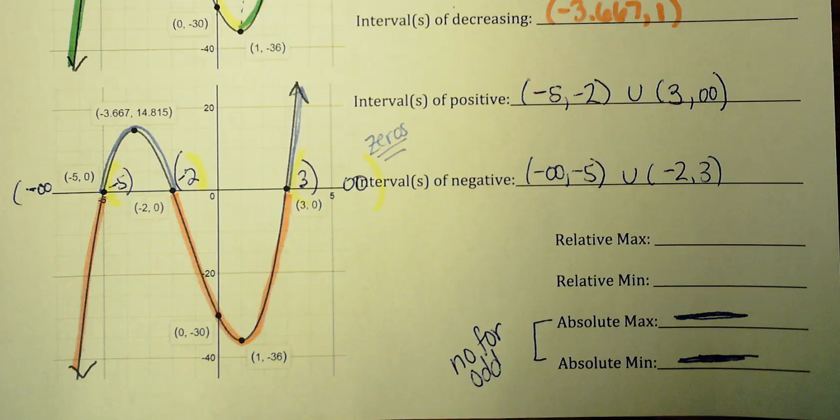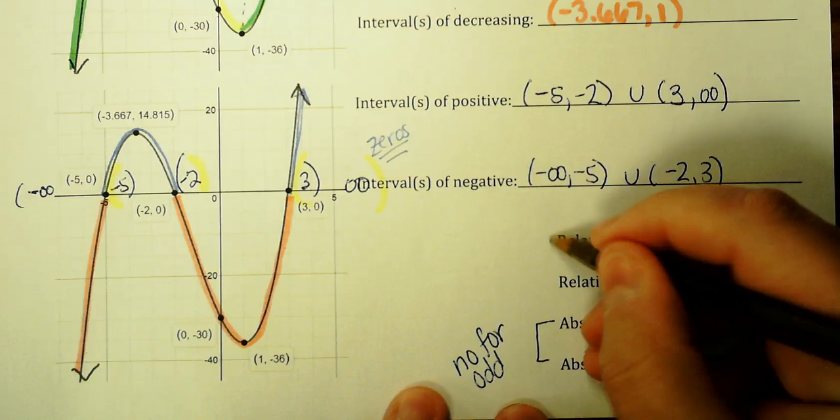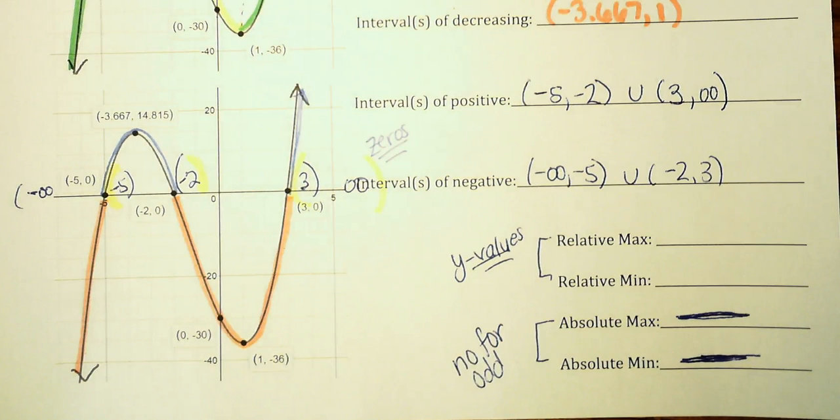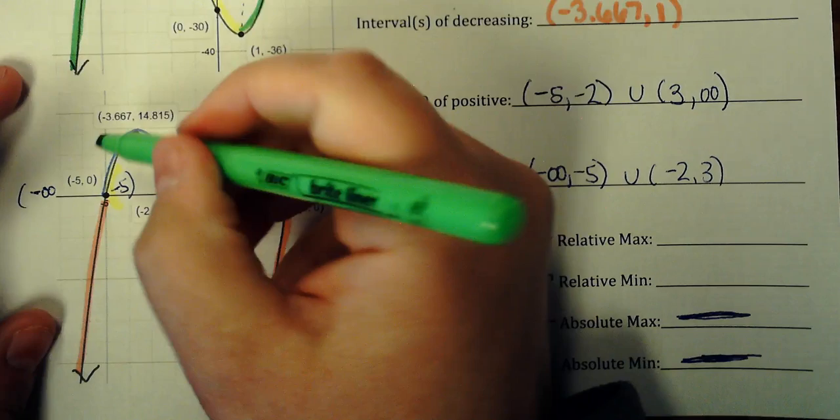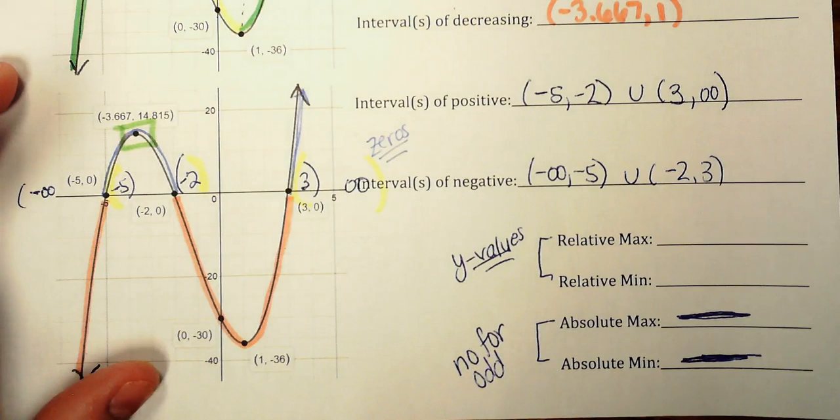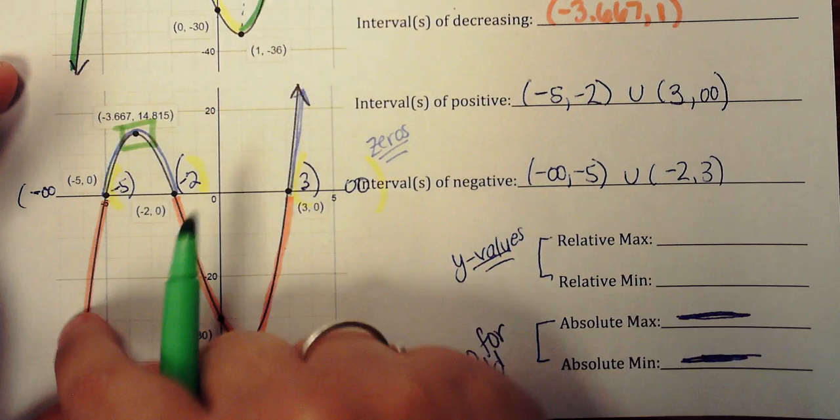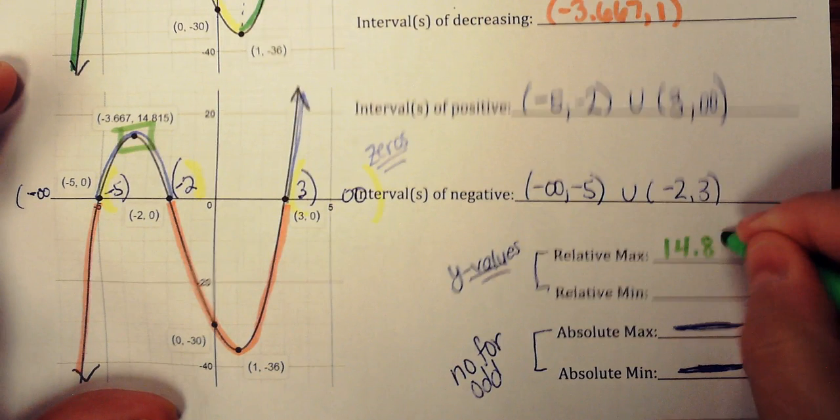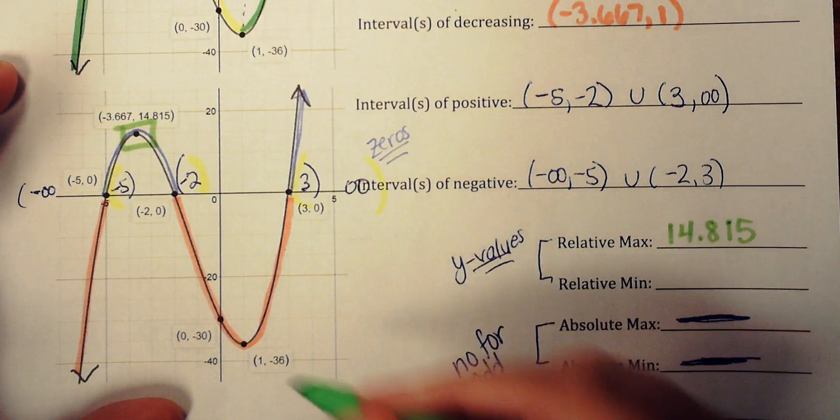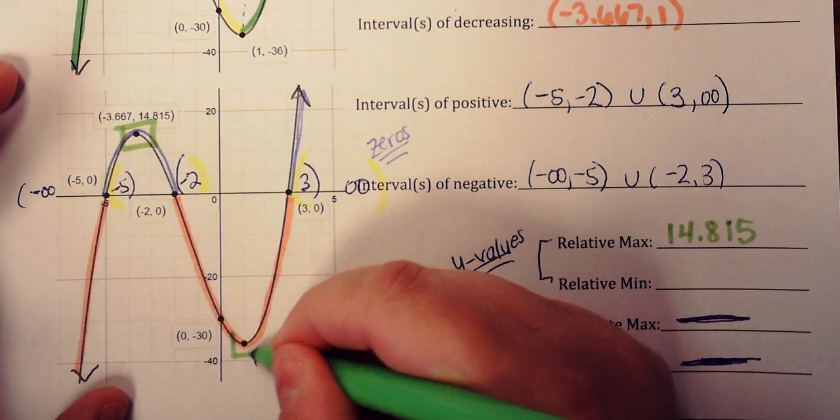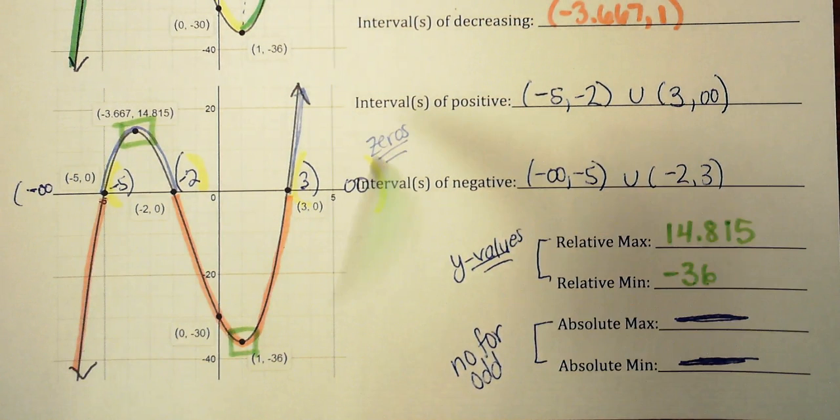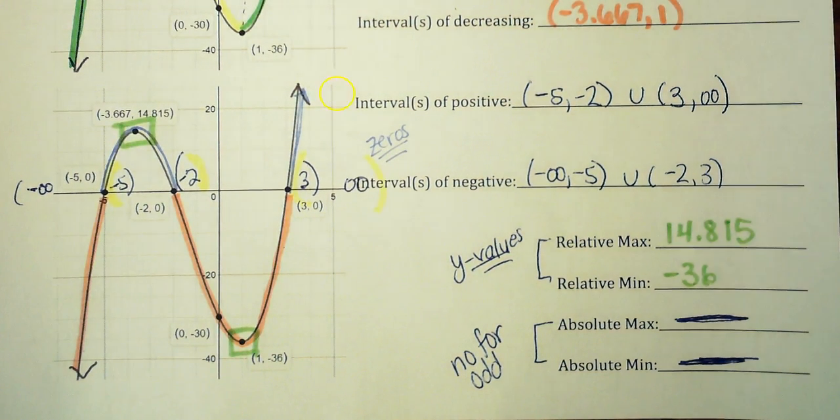Now we do have a relative max and min here, and that's going to be these little bumps. Any of these we're talking about here are going to be the y values. So I'm just going to circle this on the graph. This is going to be your relative maximum, and you just want the y coordinate of that point. So on this window, the little top bump here is going to be 14.815. And then my relative minimum, the little bottom bump down here, just want the y coordinate of that point, -36. And then again, we don't have an absolute because one side goes to infinity, one side goes to -infinity.